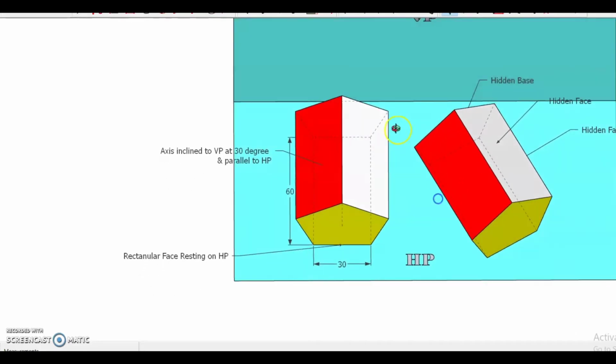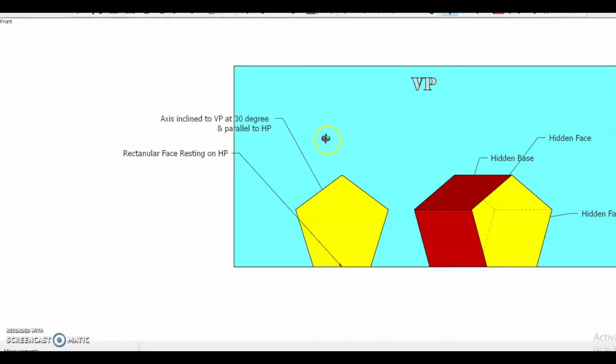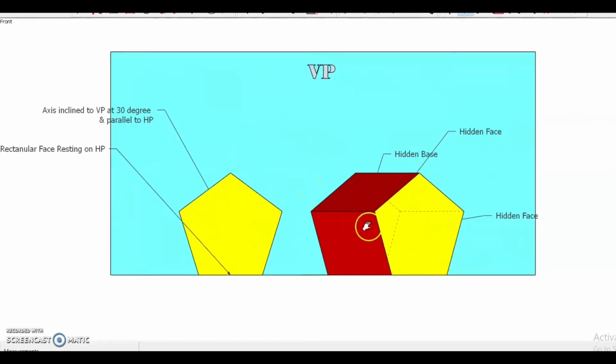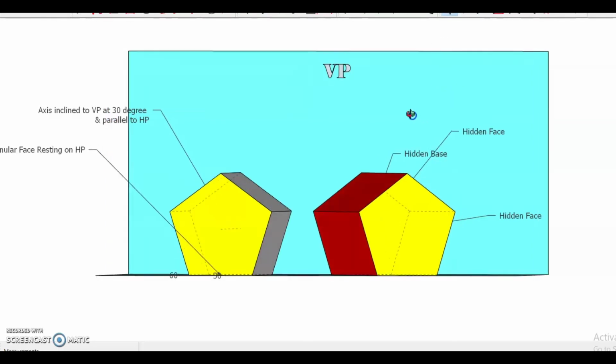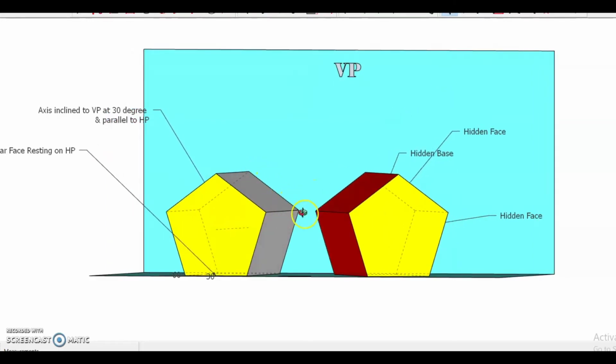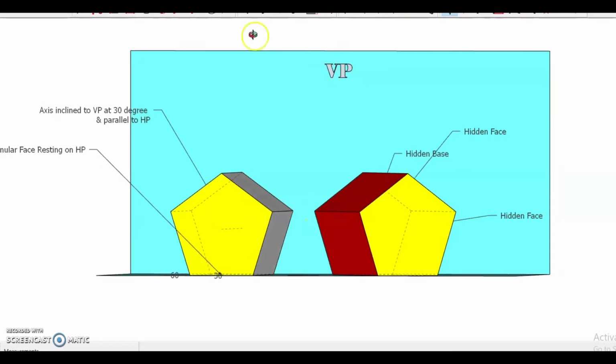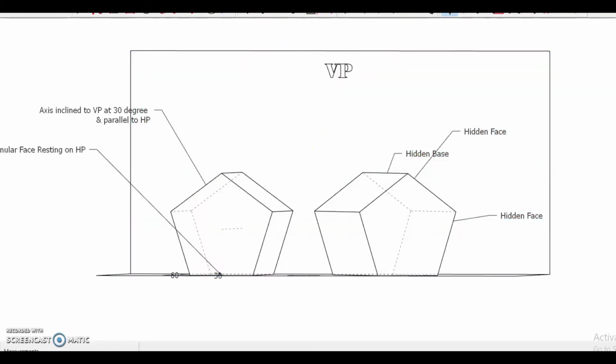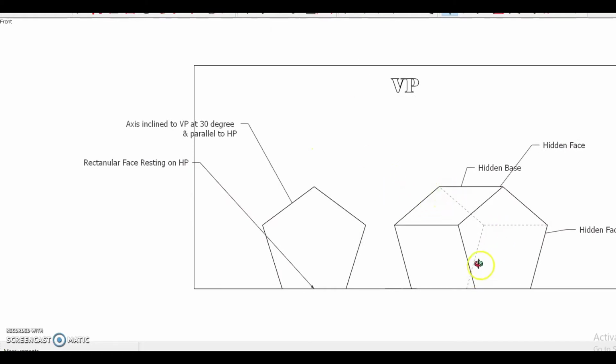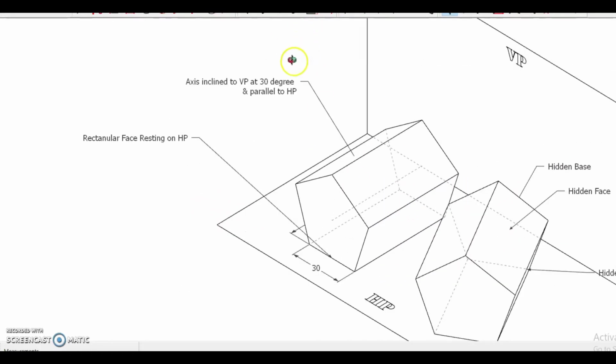Now the front view will appear like this one. In front view, these are the hidden edges. When we are looking in the front view direction, this edge and this rectangular face are not visible, so we have to show them by dotted line. So the front view will appear like this one. We have to complete the drawing.